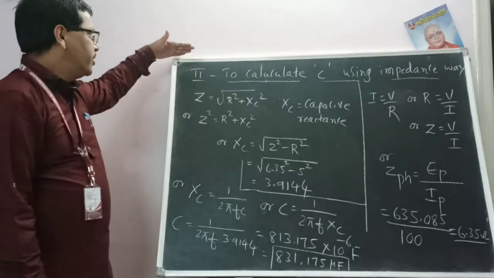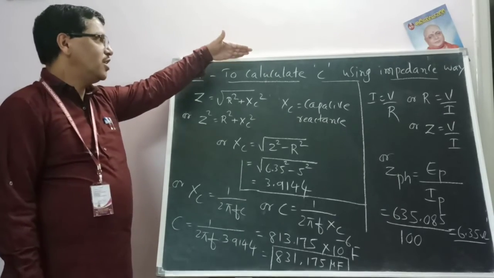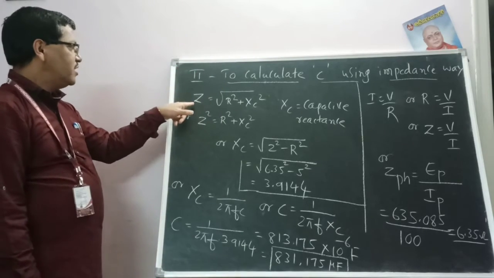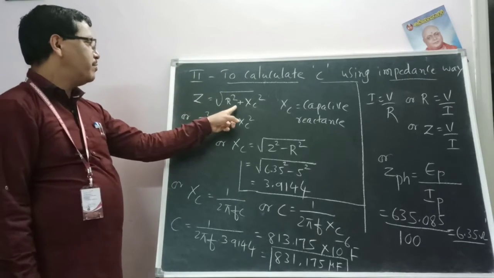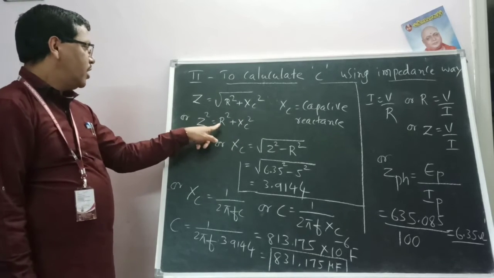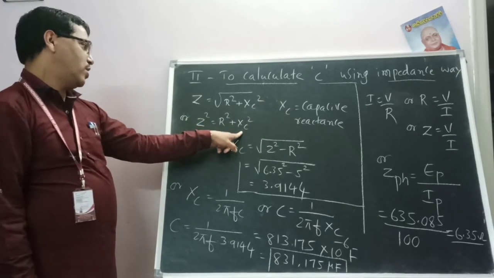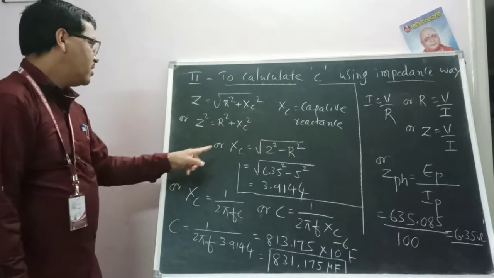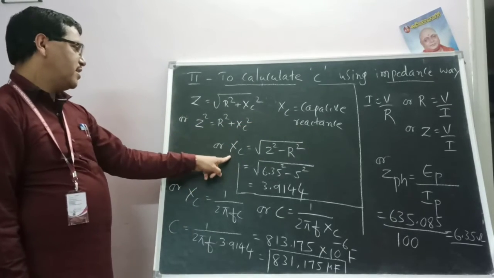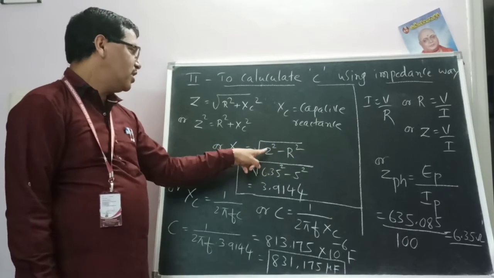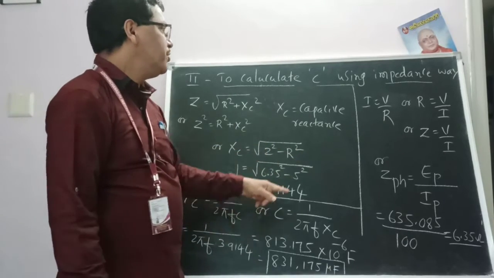So we need to calculate the C with the help of impedance. We already know that Z is equal to root of R square plus XC square, or Z square is equal to R square plus XC square. We already know XC is called capacitive reactance. Here XC is equal to root of Z square minus R square. We want the value of Z. How do we need to calculate Z?